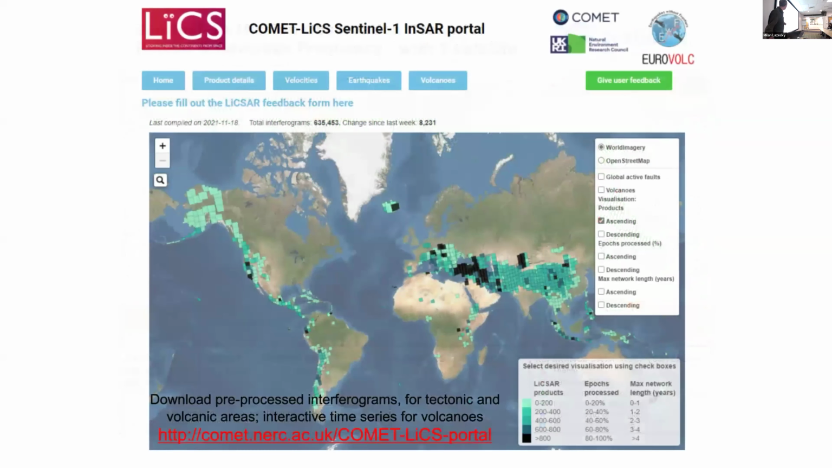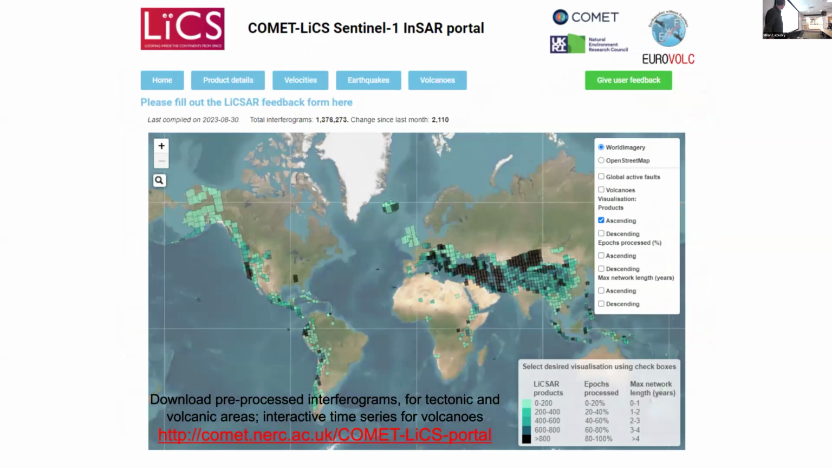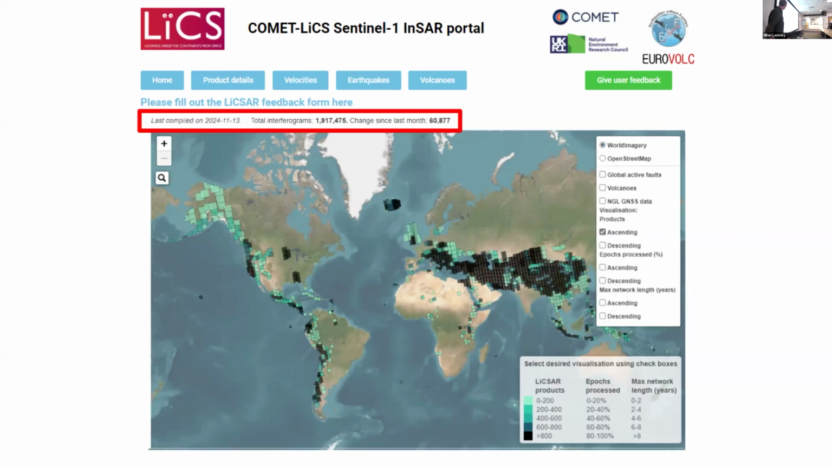We started late. Right, so data, you can download this data from the COMET InSAR portal. This is what it looked like in 2021. We had about 600,000 interferograms. By 2023, we had 1.3 million. When I looked this morning, we're getting up to nearly 2 million interferograms there. So actually, you can get all of this data for these areas, at least, which have been our areas of focus, so tectonic areas, volcanic areas. There are very large volumes of data now available for you to use.